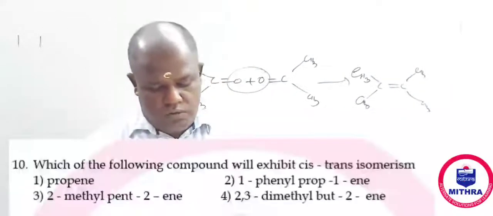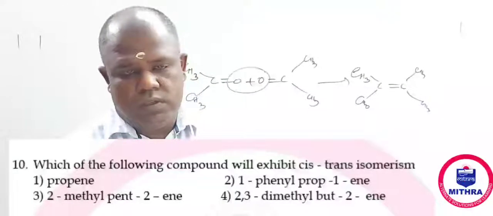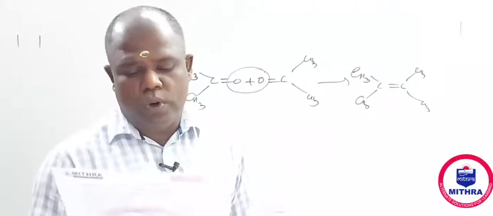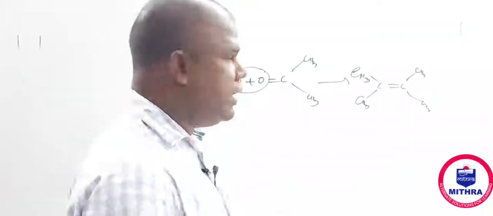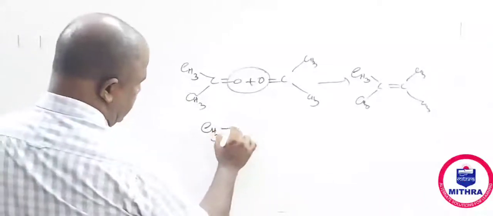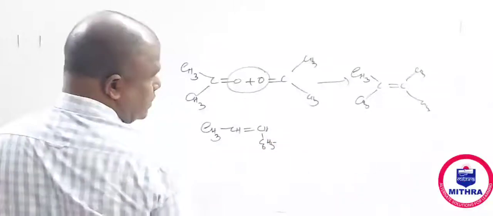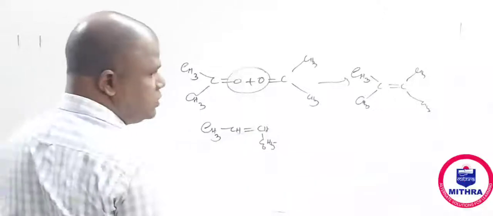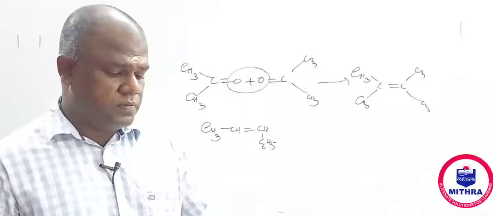Question number 10. Which of the following will exhibit cis-trans isomerism? See, cis-trans isomerism propene cannot show. 1-phenylpropene can show. What is 1-phenylprop-1-ene? CH3, CH double bond CH, C6H5. So when these two hydrogen atoms are on the same side, it is called cis. If it is opposite, that is called trans. So that molecule can show cis-trans isomerism.